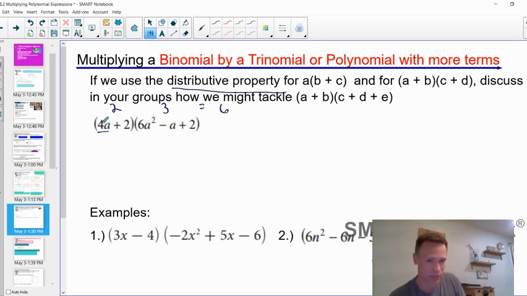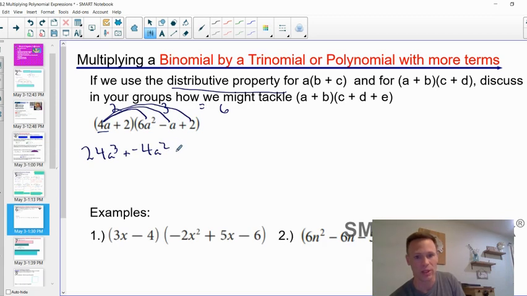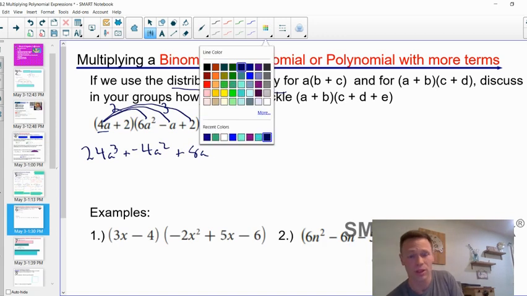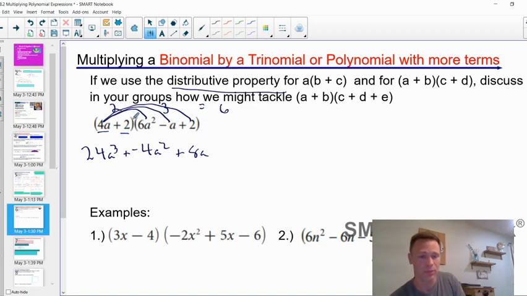Same exact thing as last time. I'm going to multiply this 4a, but now I'm going to do it times 6a squared. That's going to give me 24a to the third. And then 4a times negative a, that's going to give me a negative 4a squared. And then that same 4a times 2 is going to give me an 8a. And now I got to switch to the next set of terms, 2. So now I have 2 times 6a squared. That's going to give me plus 12a squared. 2 times negative a is going to give me negative 2a. And then 2 times 2, that's just going to give me 4.